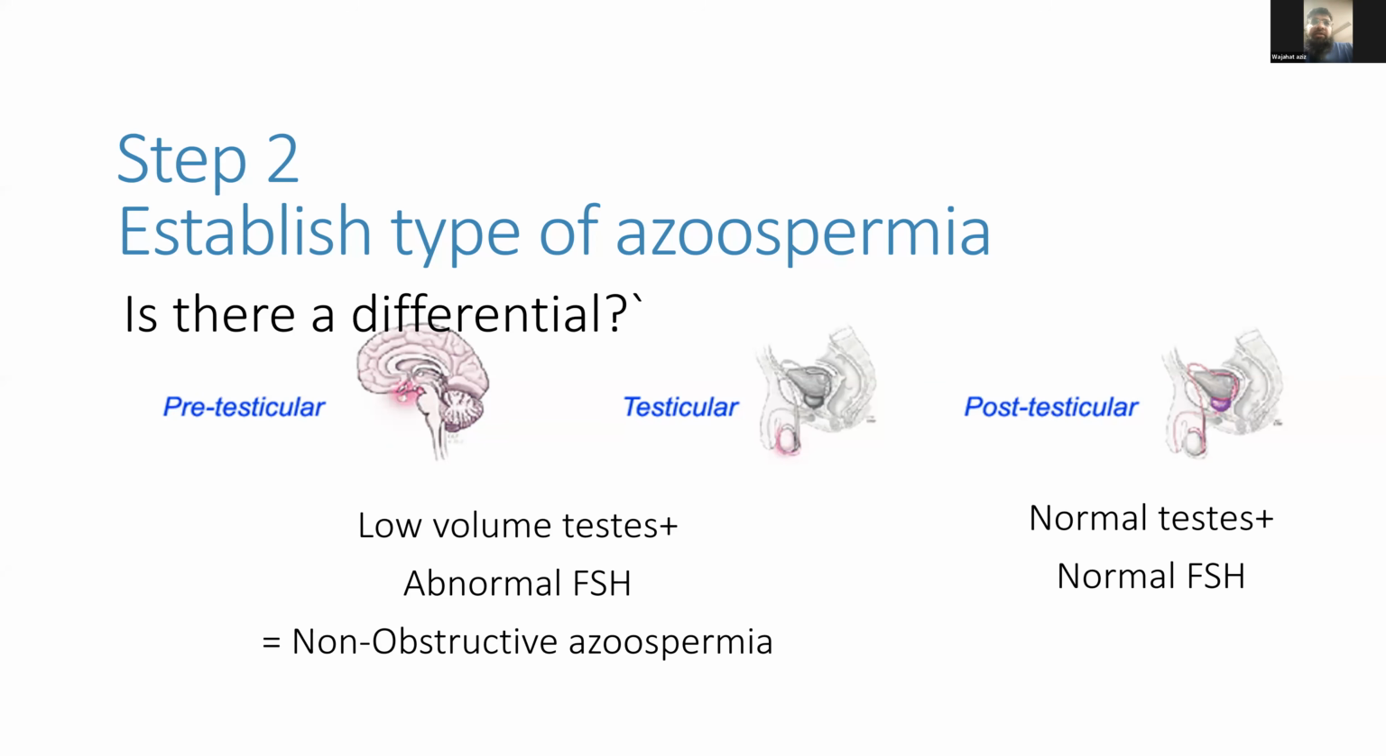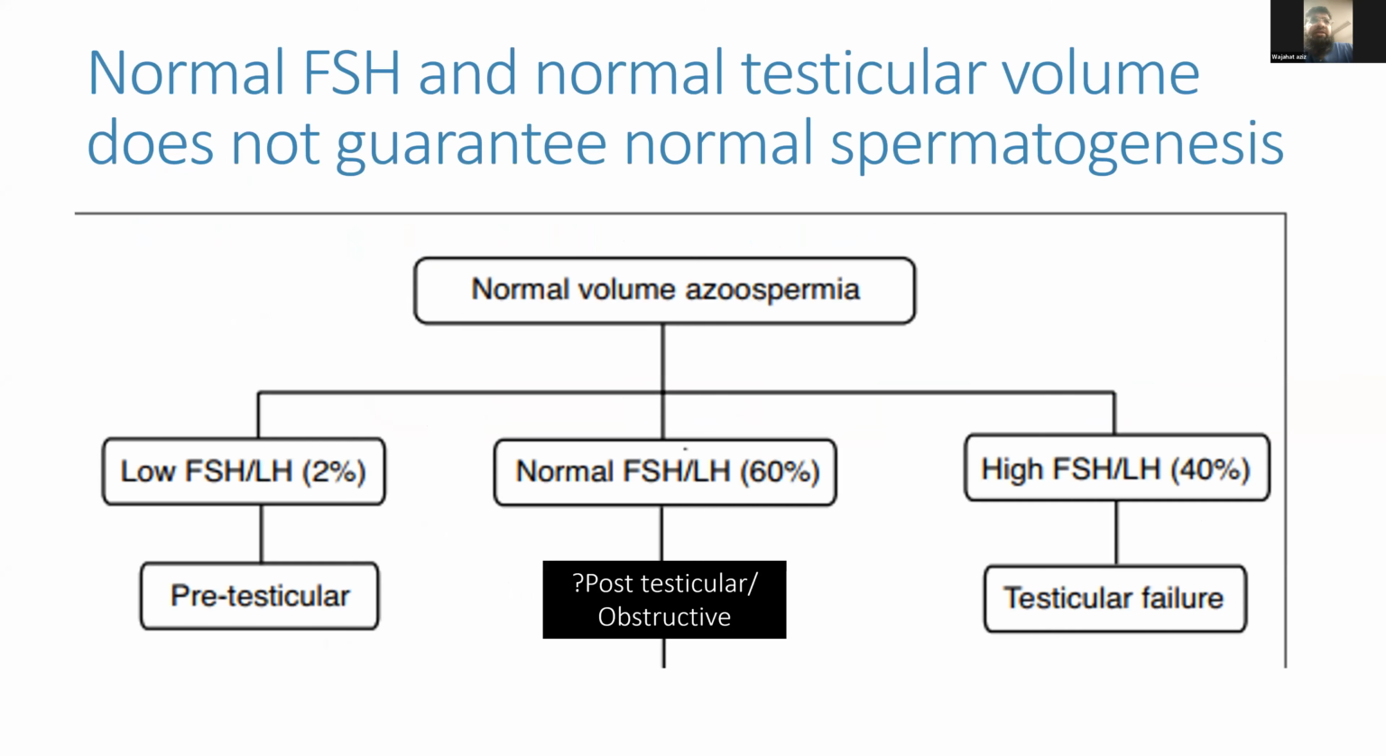But things are not that clear when you have a normal volume testes and a normal FSH. Usually, people would consider that if you have these two things, then the diagnosis is definitely obstruction, but this is not the case. Consider this algorithm from the Canadian Urology guidelines. It shows that if you have a low FSH, which is rarely the condition, only 2% of patients with azoospermia, then of course the cause is pre-testicular, that is higher up in the brain. And if you have a high FSH, which is roughly 30-40% of patients, then the problem is testicular failure, problem solved. But the situation is not clear.